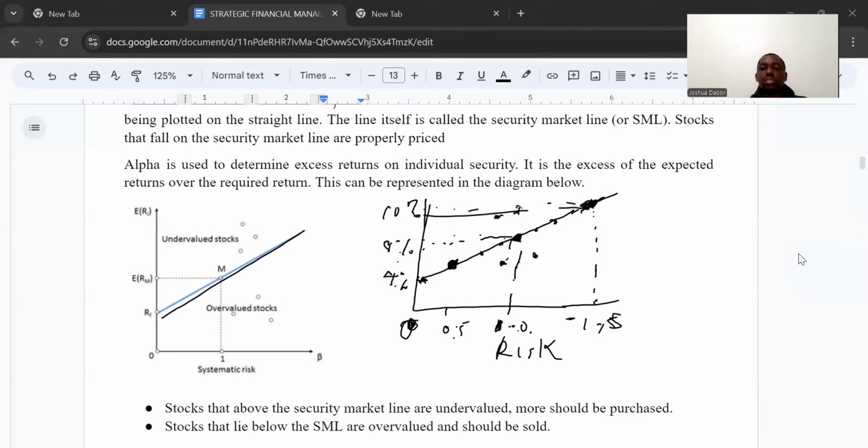So returns from securities should fall on the security market line. Just as I've drawn the graph, if this is 1.5, we expect 10% return. But if it is 1.5 and I'm getting 15% return, or I'm getting 8% return, it means that security is either overvalued or undervalued. So let's look now at the concept of overvaluation of stock and undervaluation of security. Let's look at what that means.